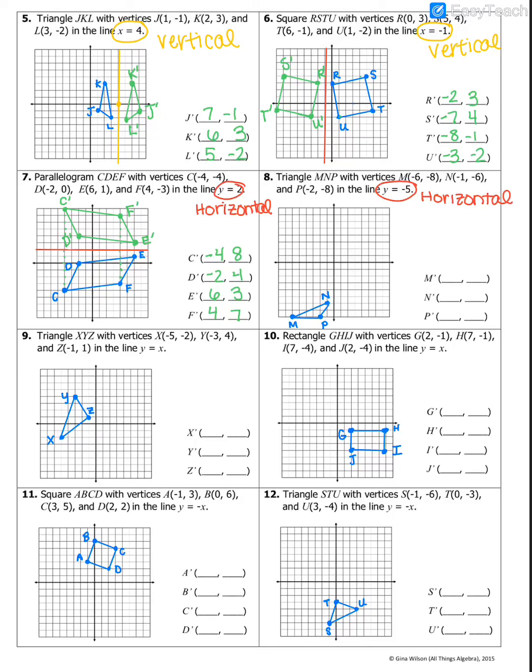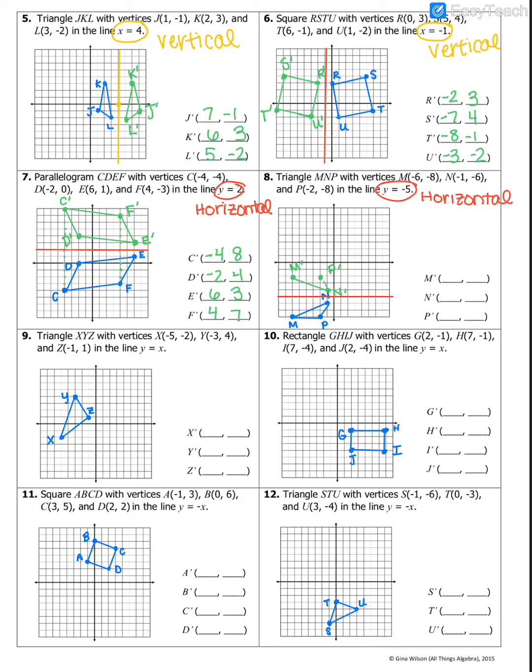Alright, and so y equals negative 5 is 1, 2, 3, 4, 5. So it's going to go right here. Okay, so it's kind of cutting off the end that I made. Alright, so let's reflect across that line. So N is 1 unit below, so I'm going to go 1 unit above, and there's N prime. P is 1, 2, 3 units below, so I'm going to go 1, 2, 3 units above, and there's P prime. And M is 1, 2, 3 units below, so I'm going to go 1, 2, 3 units above, and here is M prime. Connect my dots.